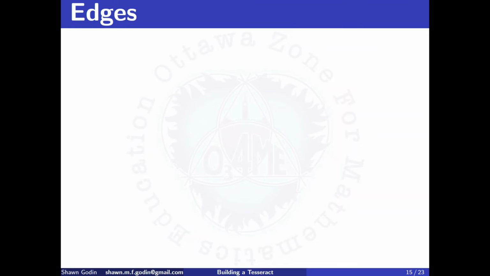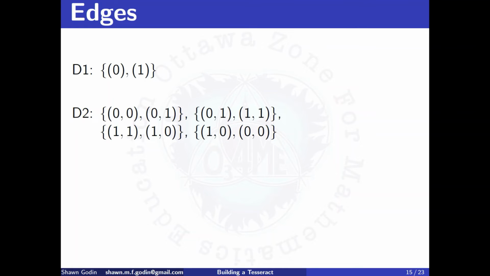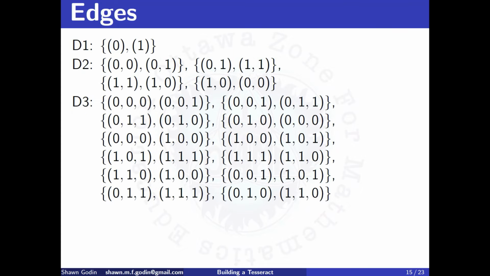So for edges, we're going to think of it in terms of the endpoints. In 1 dimension, my only edge is the collection of those 2 points. In 2 dimensions, I've got 4 edges, which are collections of 2 points. So 0, 0 and 0, 1 is an edge that joins those 2 points, and similarly for the others. And similarly in 3 dimensions, I've got those 12 edges. Now, let's take a look at these things in a little bit more detail.